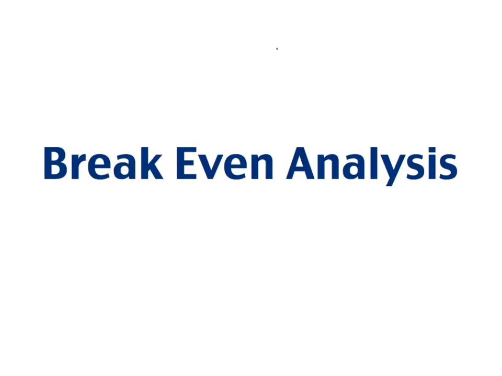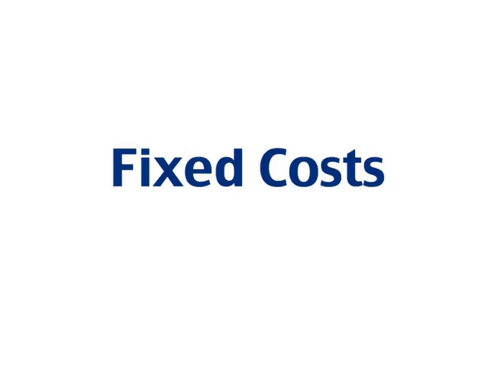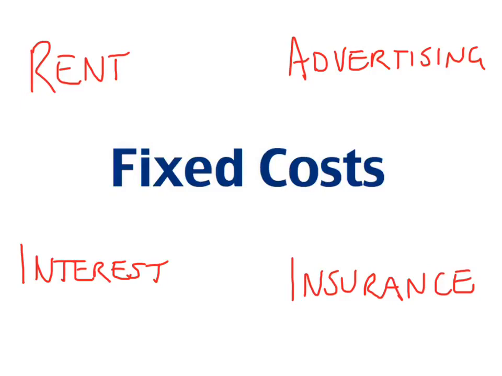Before we look at the break-even analysis, we want to look at the parts that make up the equation. The first one is fixed costs. These are the costs that don't change as the amount that the business produces changes. They will stay the same regardless of what the production level is. Some examples are rent, advertising, interest on loans, and insurance. There are lots of others, but these are just some examples.